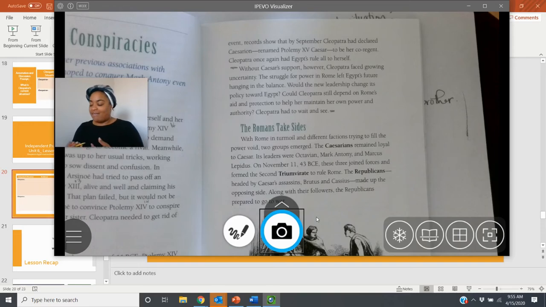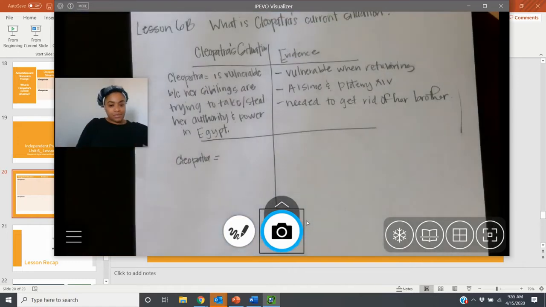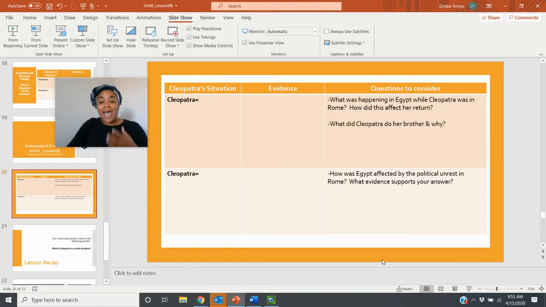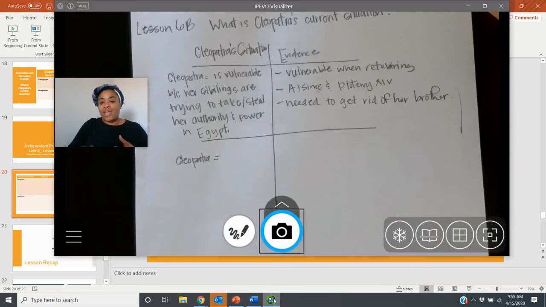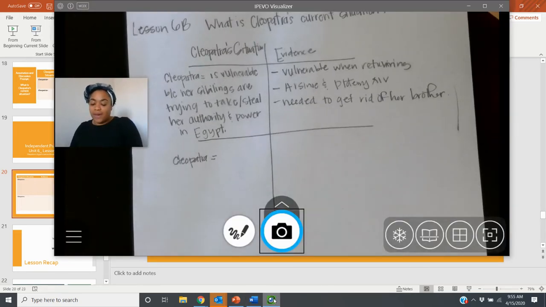So now that we have that, let's go in, find our evidence. You're going to write your evidence. We're answering the question: how was Egypt affected by the political unrest? And we're writing that response in this box. You have 1 minute. Let's go.